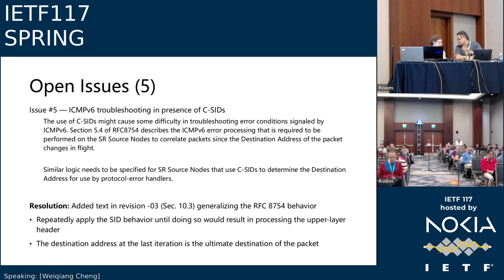Yeah, about issue 5, SRv6 troubleshooting in presence of C6. So the resolution is that we added text in revision 3, generalizing the RFC 8754 behavior. It repeatedly applies the SID behavior until doing so would result in processing the upper-layer header, and the destination address at the last iteration is the ultimate destination of the packet. So the issue has been solved. So next page.